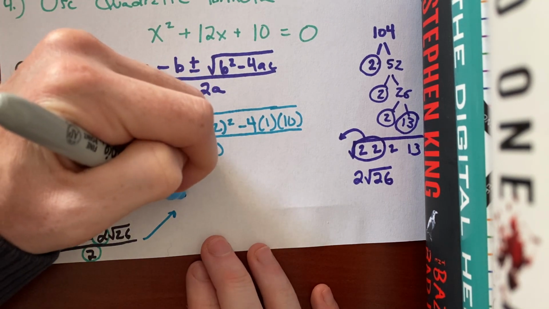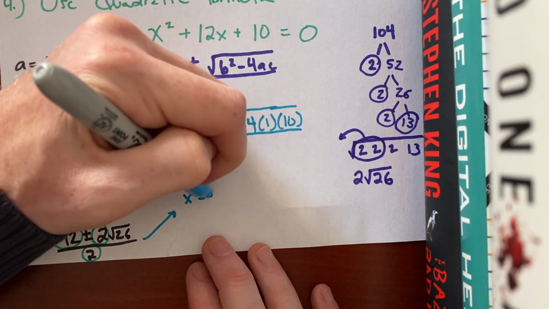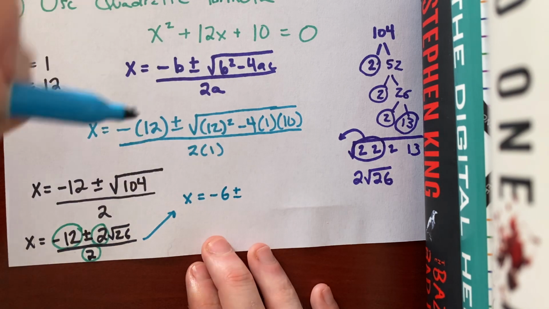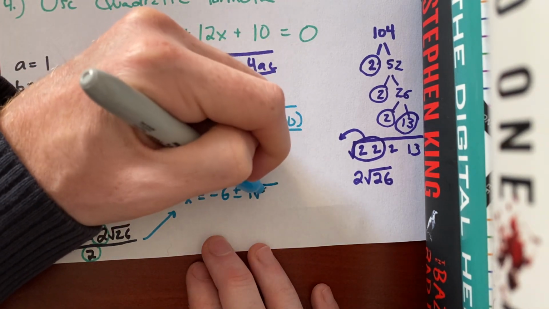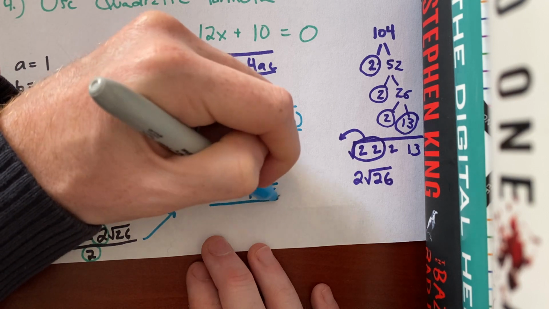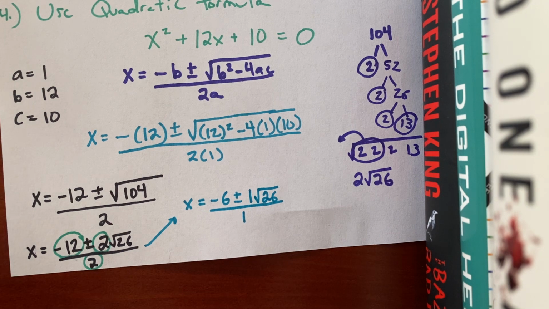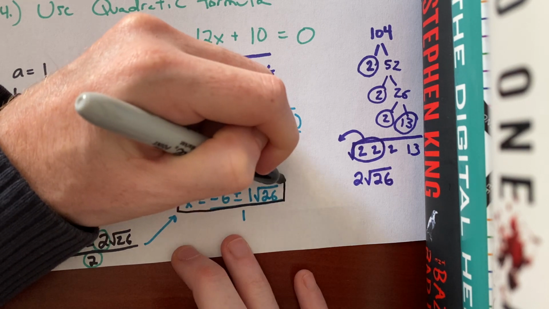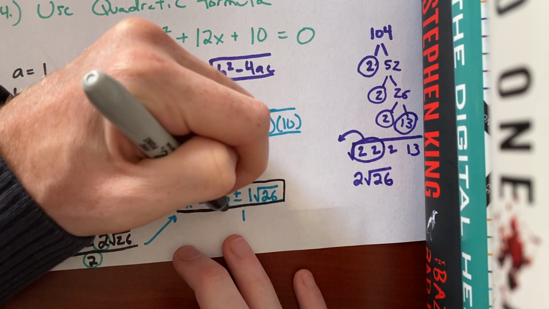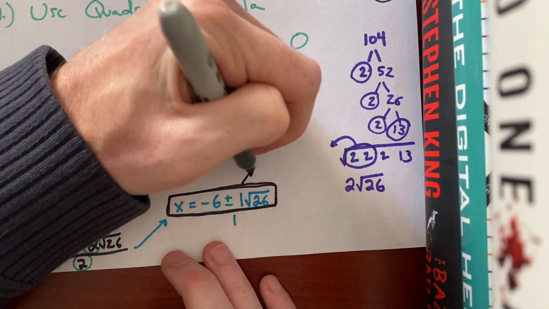So the final answer, if you're giving me the exact solutions: negative 12 divided by 2 is negative 6, plus or minus. 2 divided by 2 is 1, so you don't need to write the 1, but I'm going to just to show you. And then 2 divided by 2 is also 1. Once again, you don't need to write the 1. So technically, your final answer is this right here: X equals negative 6 plus or minus the square root of 26. You don't need that denominator of a 1. That is my exact solution.